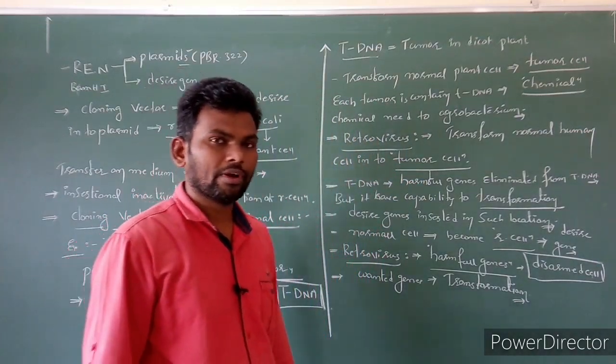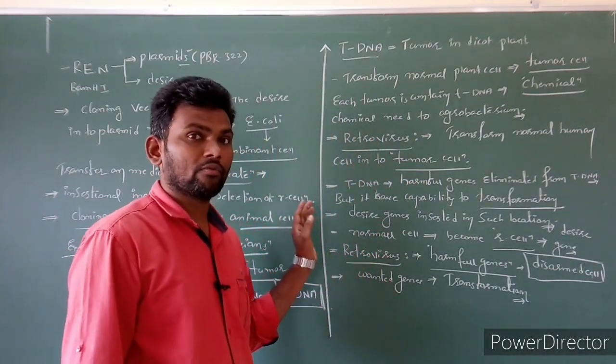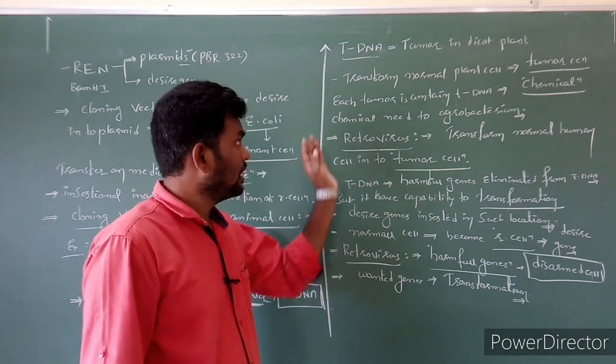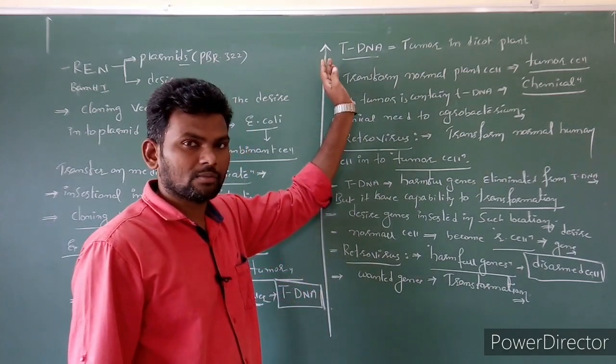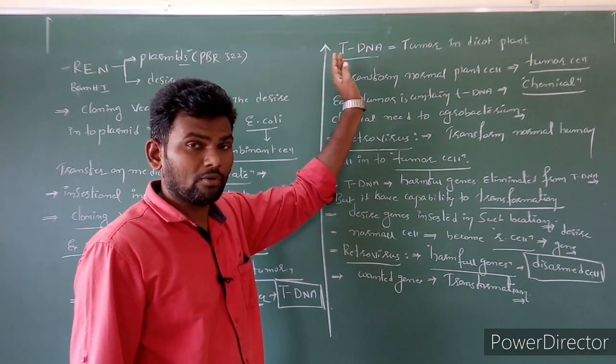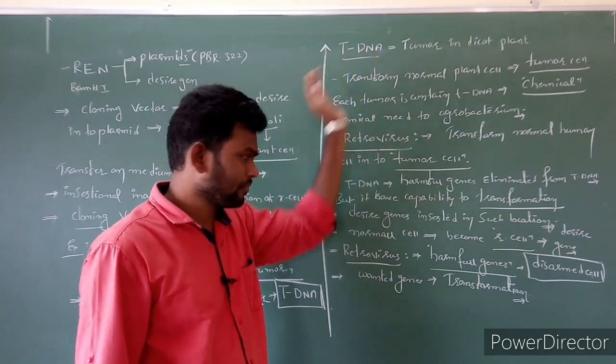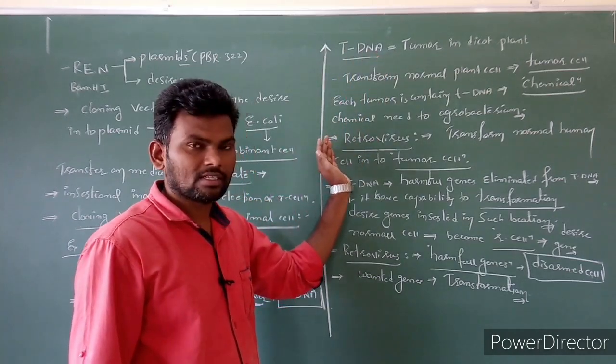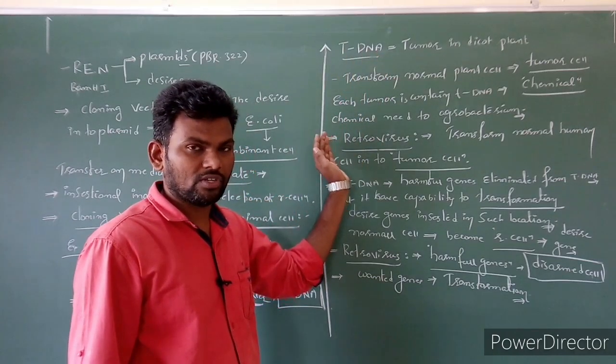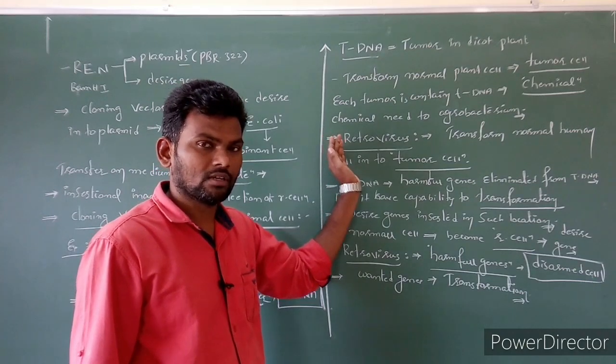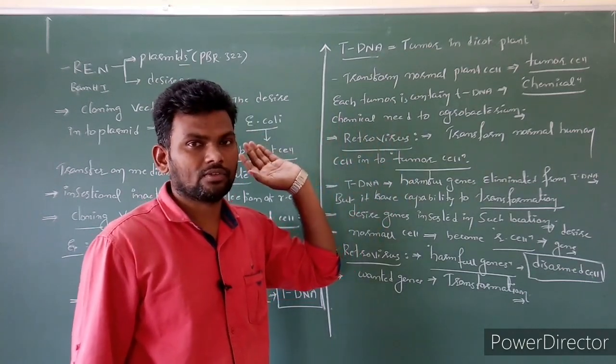Okay, got the point? So these are cloning vectors. It means Agrobacterium tumefaciens bacteria we can use as a cloning vector for plants, and retroviruses containing genetic information are also used as cloning vectors in animals. Okay.